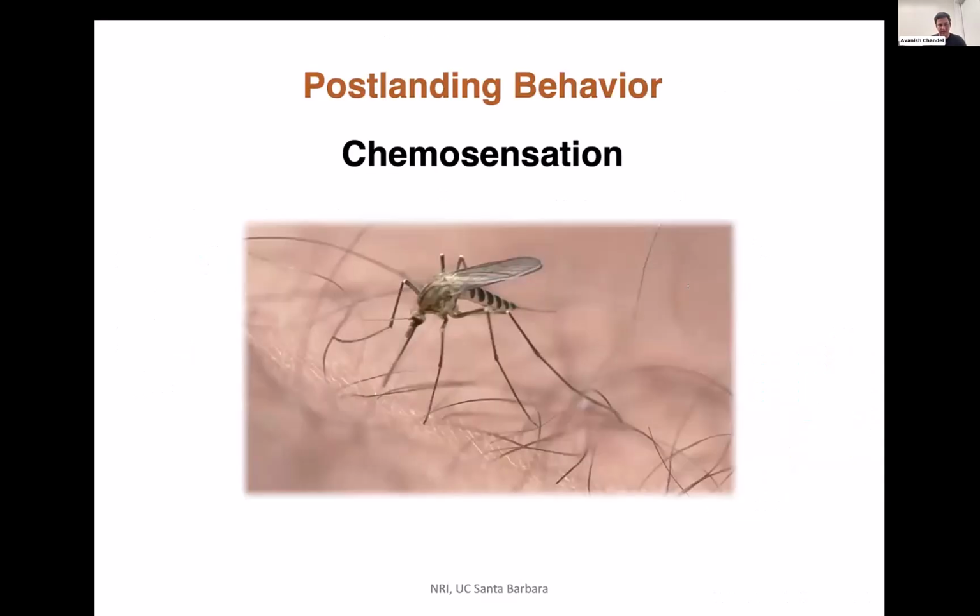So I will come to the second part of my talk, that is the post-landing behavior. In the first part of my talk, I discussed how opsins and TRPA1 interact with each other to drive the thermosensory or infrared sensory behavior of the mosquitoes. And in the second part of my talk, I will discuss how the same proteins, through a similar mechanism, drive a completely different sensory behavior, that is chemosensory behavior, different from the thermosensory behavior.